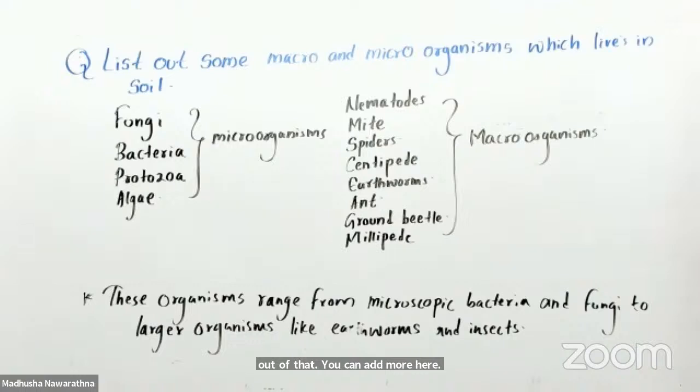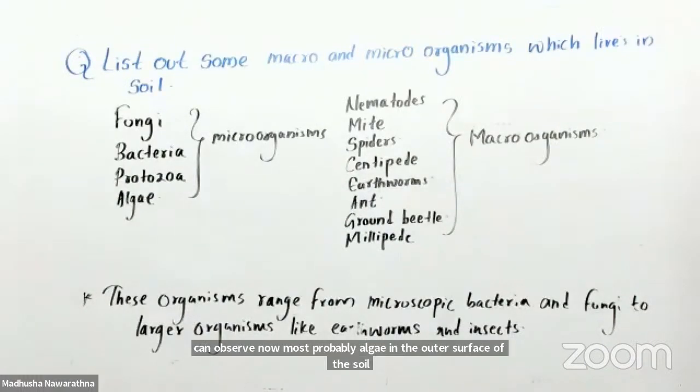Excuse me, sir. Yes? Sir, can we take amoeba, paramecium, chlamydomonas as microorganisms? Amoeba, paramecium, most probably. Now in wet water, wet soil with moisture, yes, right? But most probably fungi, bacteria, protozoa, and algae, we can observe now. Most probably algae in the outer surface of the soil. Okay, sir, thank you.